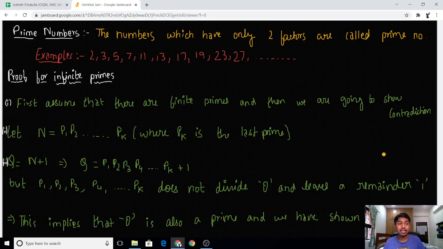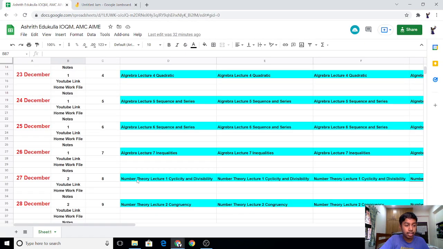Hi guys, in this lecture we're going to learn number theory, and this is the first lecture of number theory and the eighth lecture of the course. In the previous courses we have seen all the others. In algebra we have finished algebra, and now we are starting number theory.